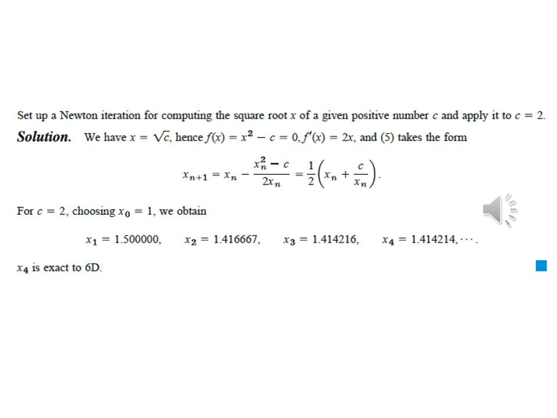So if the question asks to find the root for c equal to 2, you can take c equal to 2 and substitute. Now we can take any value, suppose x naught is equal to 1, and we obtain values for x1, x2, x3, etc. Finally, up to what precision can you stop the iteration?